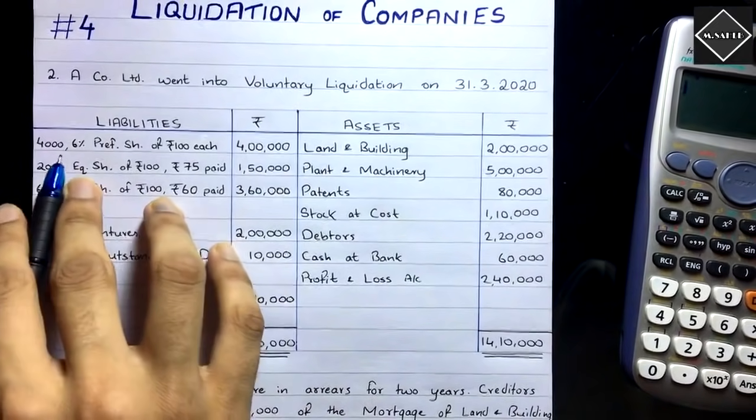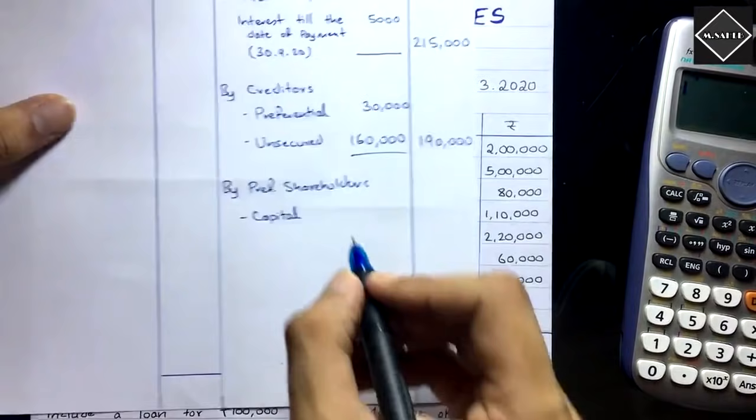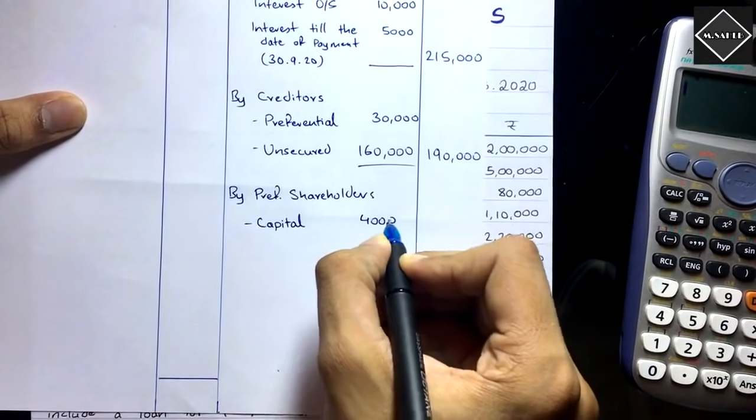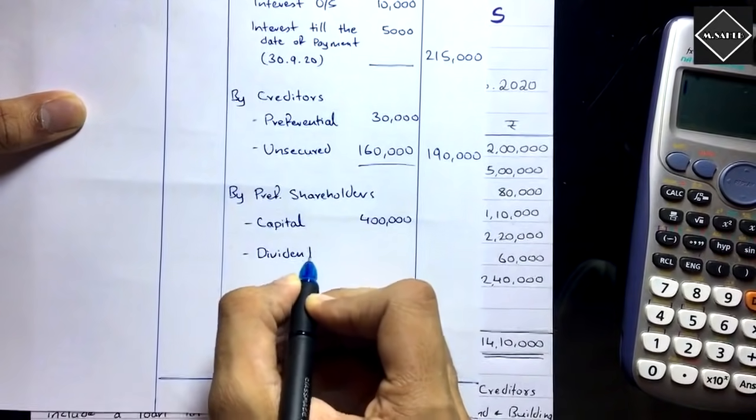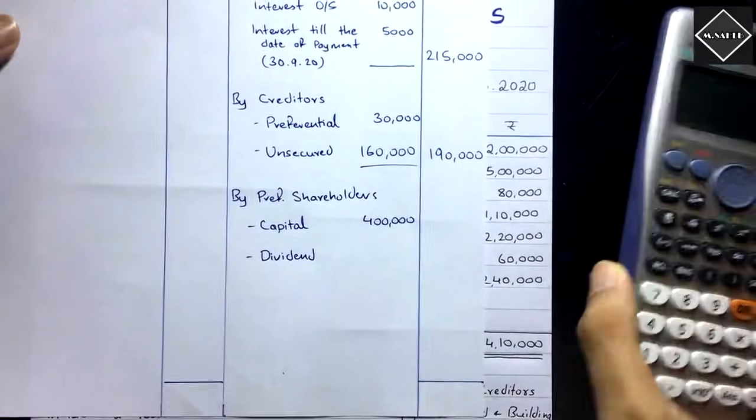What's their capital? Their capital is, as you can see here, 4 lakh. So give their capital back, that's 4 lakh. And then their dividend. Now the dividend is of 2 years, right? So let's calculate that. It's very simple to calculate.